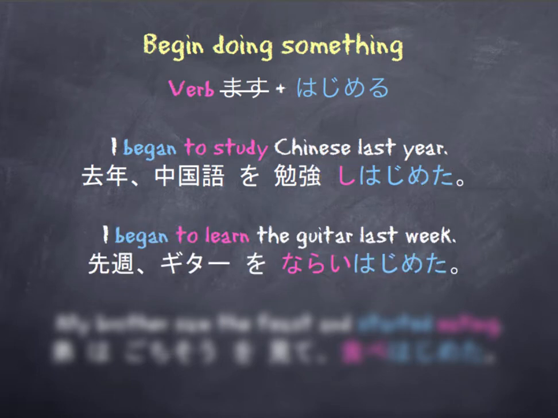Let's take a look at a second example. I began to learn the guitar last week. 先週、ギターを習い始めた. So again, we can see here that our verb stem is narai from the verb naraimasu, and our verb hajimemasu is again in its past tense and in plain form also. Hajimeta, narai hajimeta, began to learn.